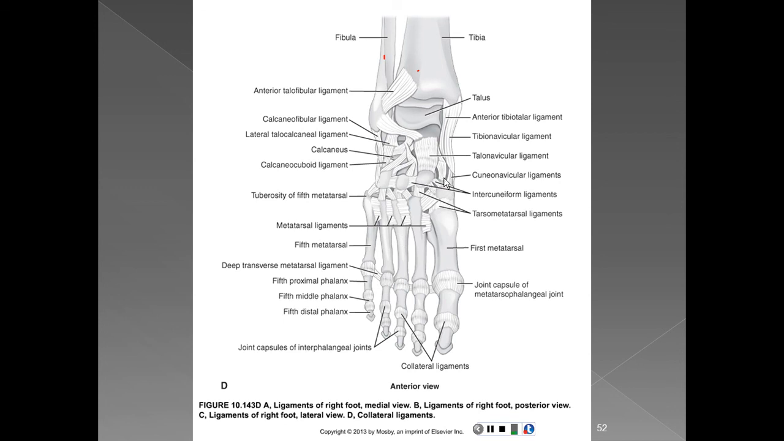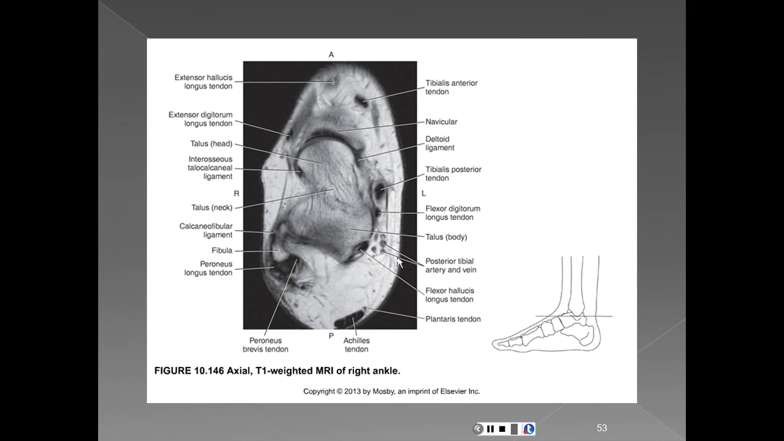Remember, the navicular bone is going to be medial, that articulates with the three cuneiform bones, and lateral to the cuneiforms is going to be the cuboid. So the navicular bone is going to be posterior to the cuneiforms. The cuboid is going to be lateral to the cuneiform.